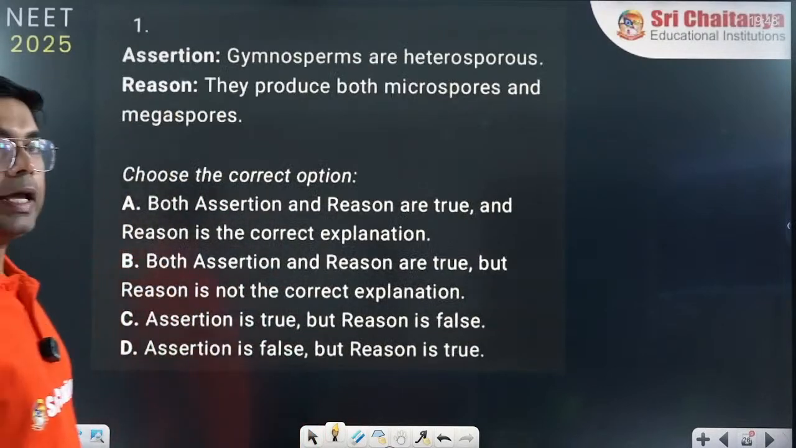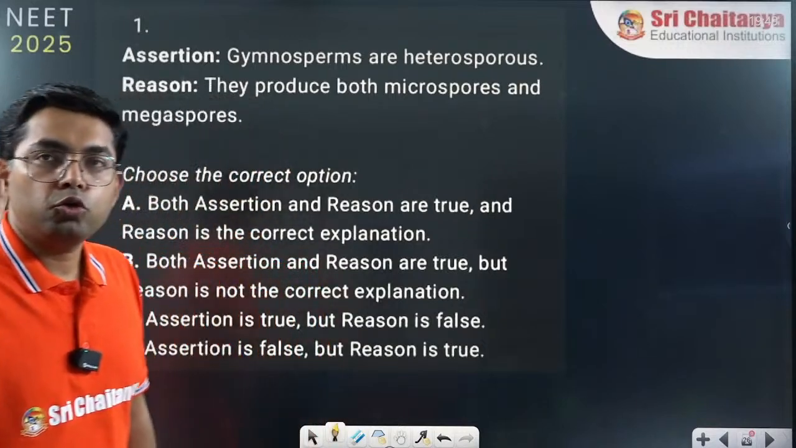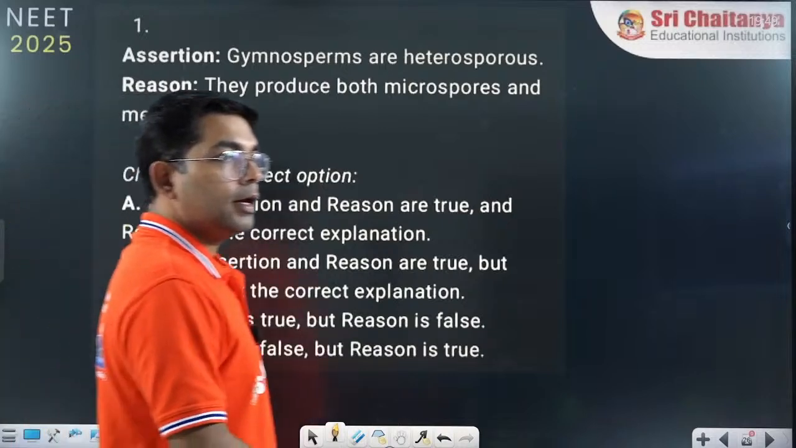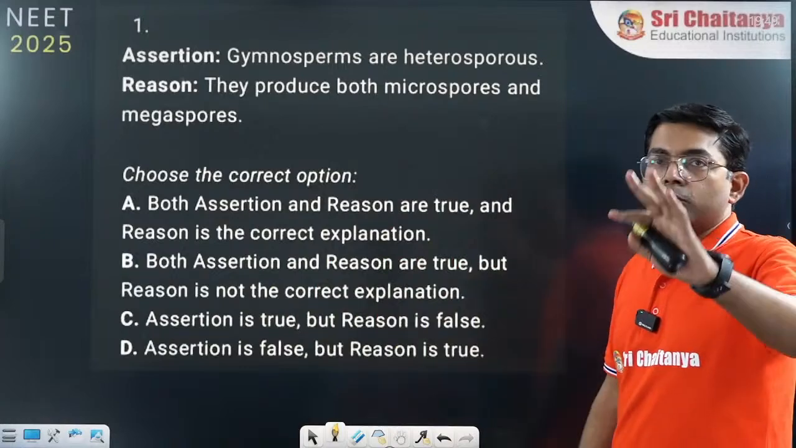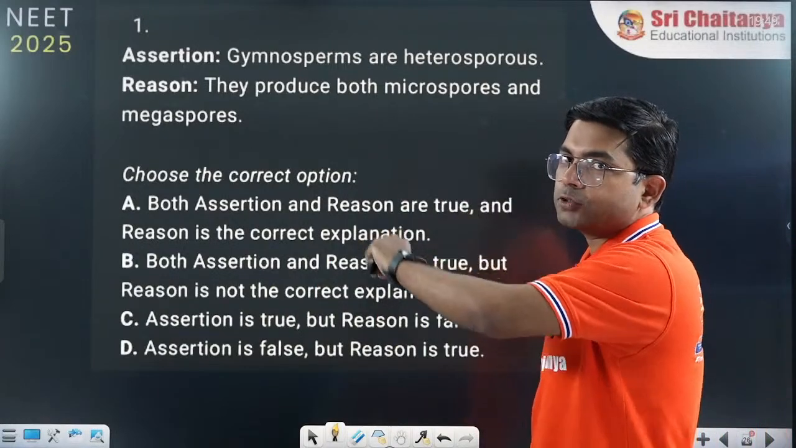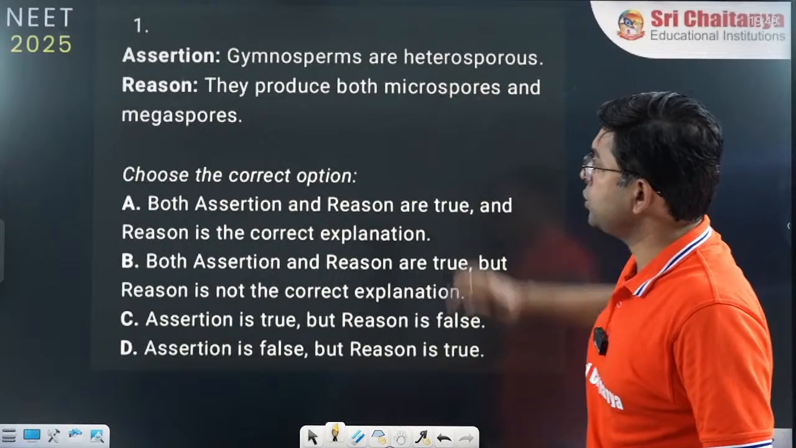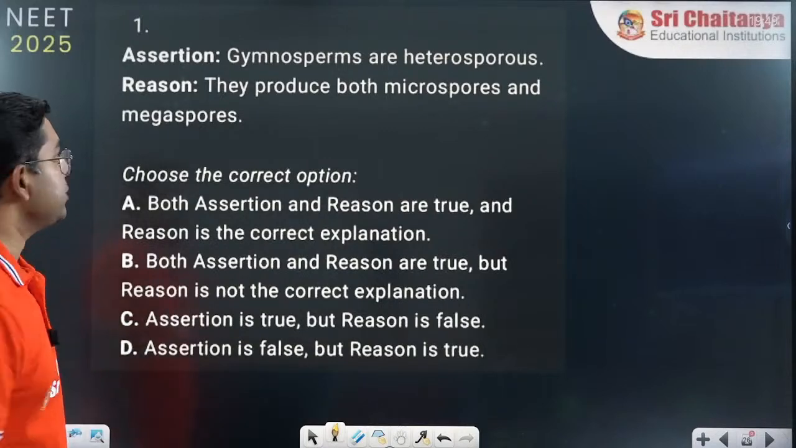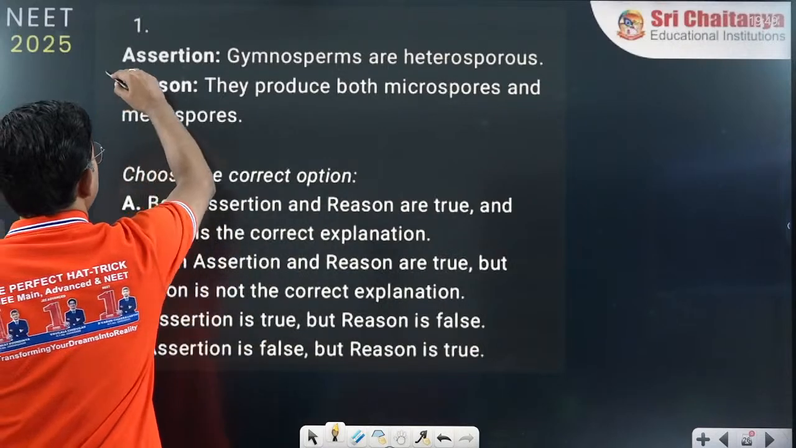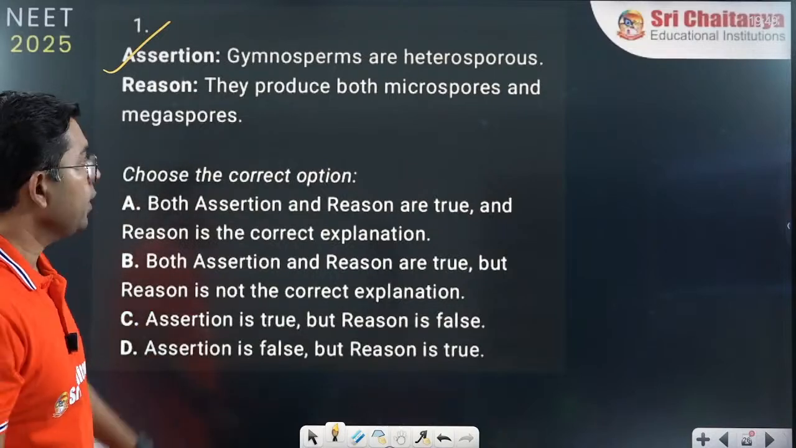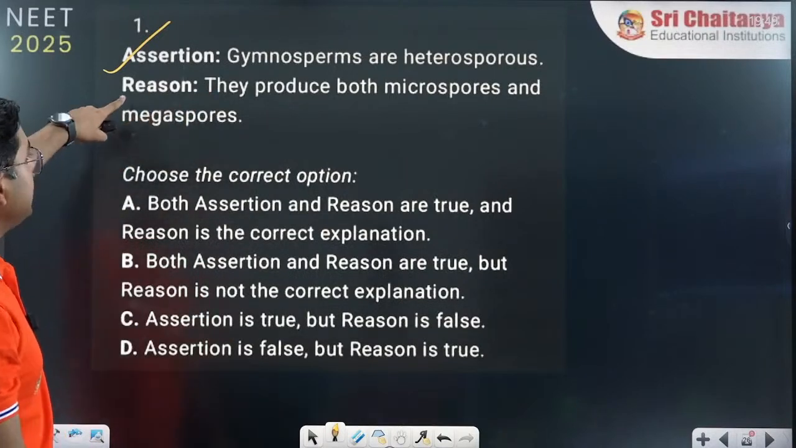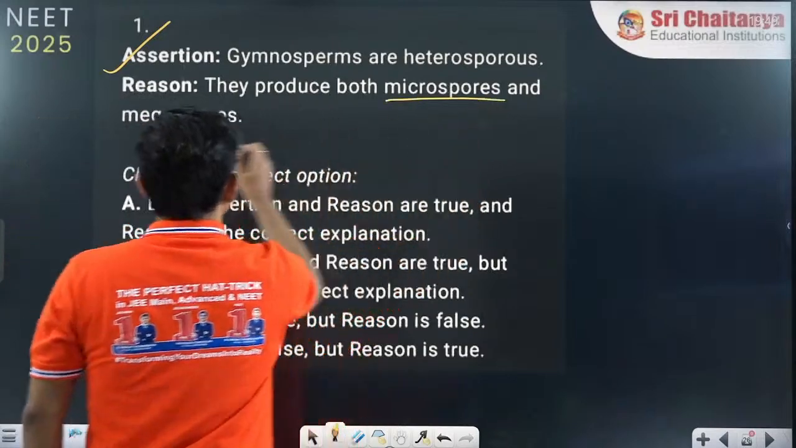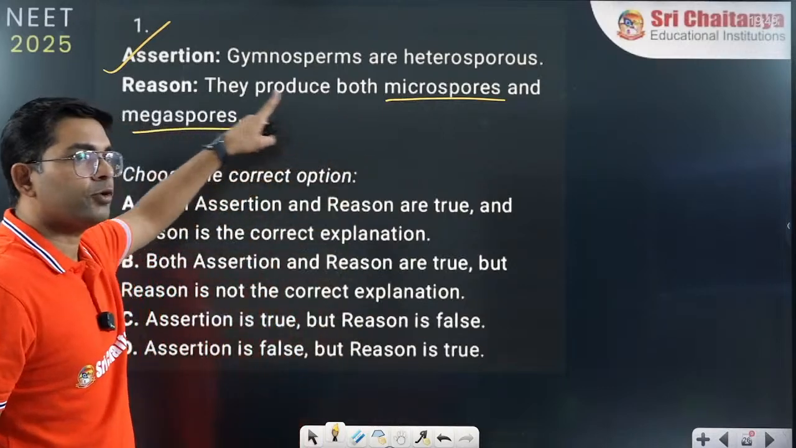Now, as I said, every day we will solve at least two assertion reason questions. So here is the assertion reason question. I will take 2 more minutes. No need to go. Just solve this question and we will end the class. First question. Gymnosperms are heterosporous. True or false? We have just seen, so assertion is true. Reason: they produce both microspore and megaspore. Heterosporous means megaspore and microspore.